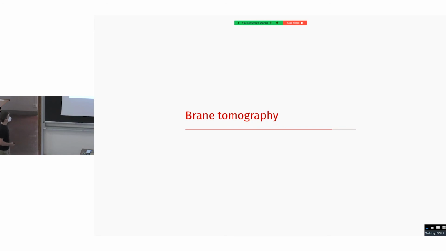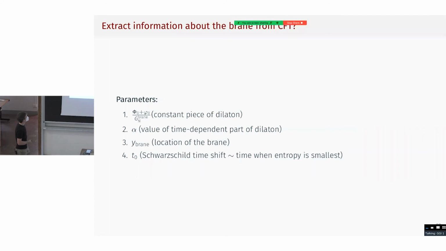So in a way, it's like a glorified inversion of some complicated formula, but this is a way to do this more practically. So what parameters are we interested in obtaining? Well, one would be the constant piece of the dilaton. Second, the value of the time-dependent part of the dilaton, alpha. Third, the location of the brane.